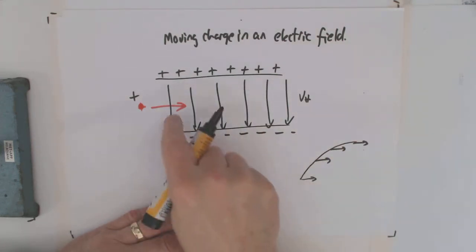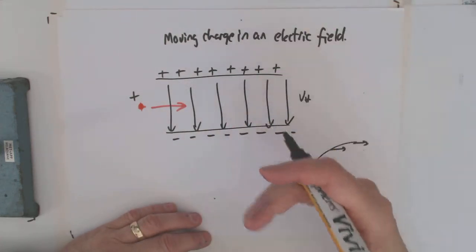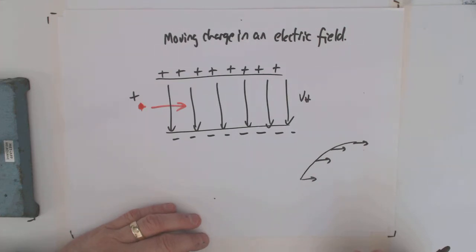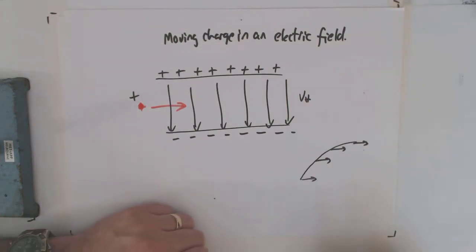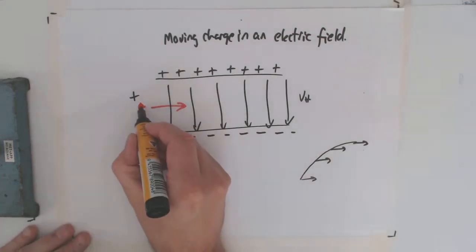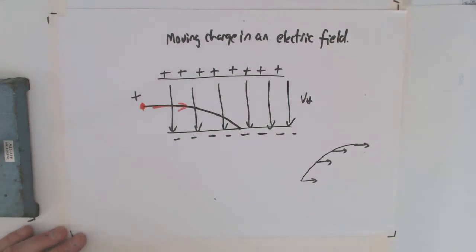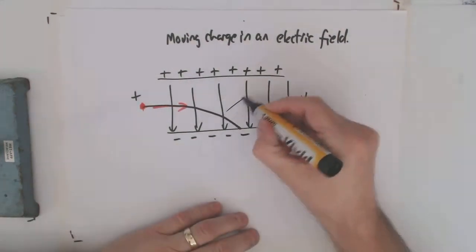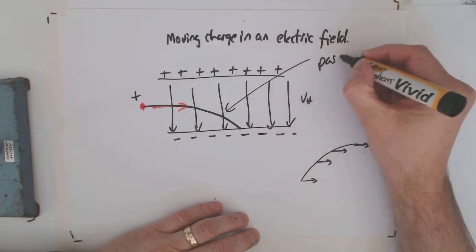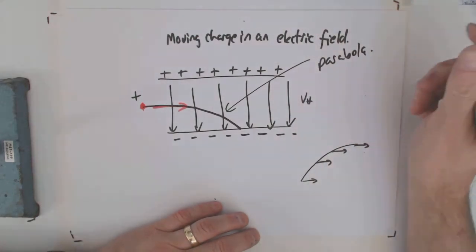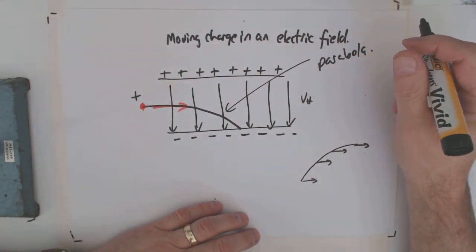This is what happens here. Our horizontal is going to stay constant. We've got a vertical force that's going to accelerate us. So the motion you're going to get is one that looks like that. All right, now the force, and that is a parabola. Now, does a moving charge create a magnetic field?